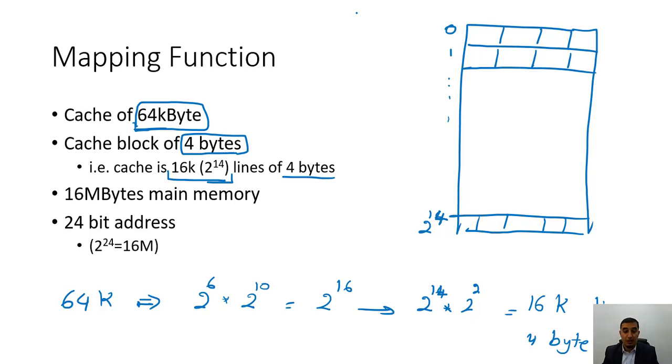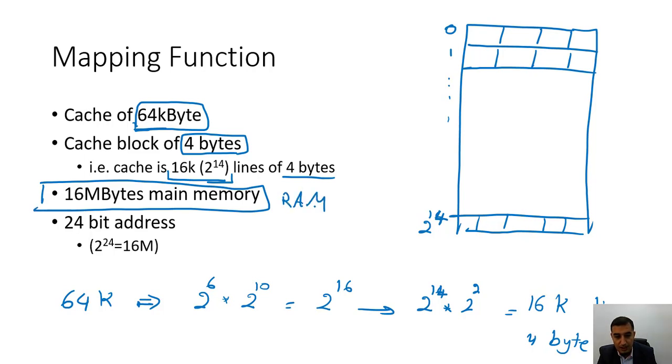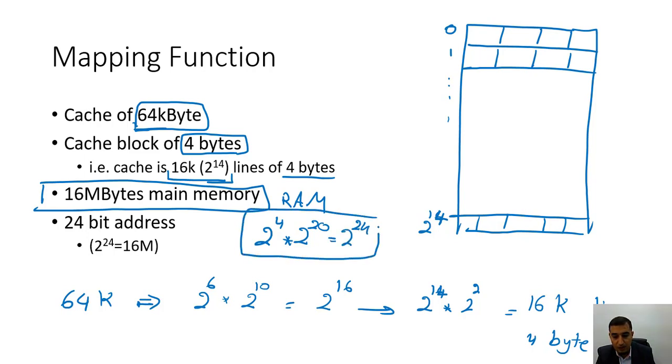The values of each block depend on the memory line that we are getting the information from. So if I have 16 megabytes of main memory, the RAM is 16 megabytes. 16 megabytes is 2 to the power 4 multiplied by 2 to the power 20, since mega is 2 to the power 20. That's 2 to the power 24. So we have 24 address lines.